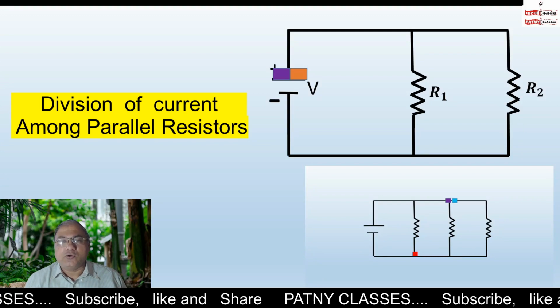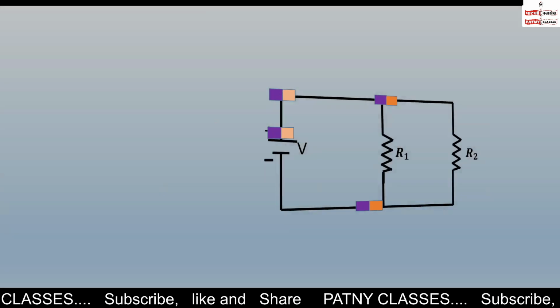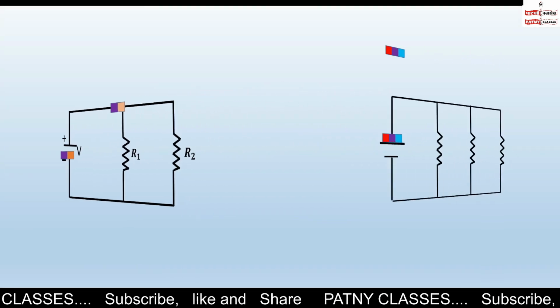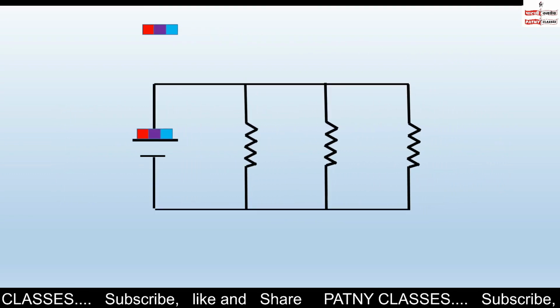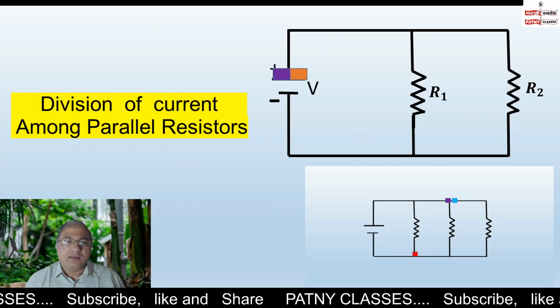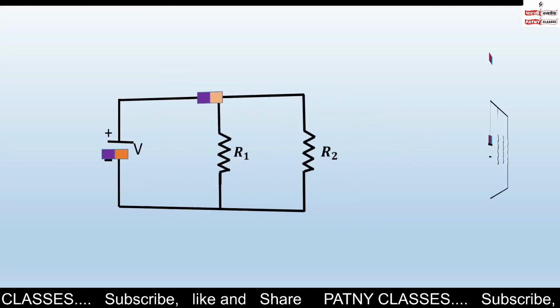In today's tutorial, I am going to teach you how to find the division of current among the parallel resistors. Here, to make you understand, I selected a circuit consisting of 2 resistors in parallel and 3 resistors in parallel. Before proceeding, let us have a look at how current gets divided in circuits consisting of resistors in parallel.